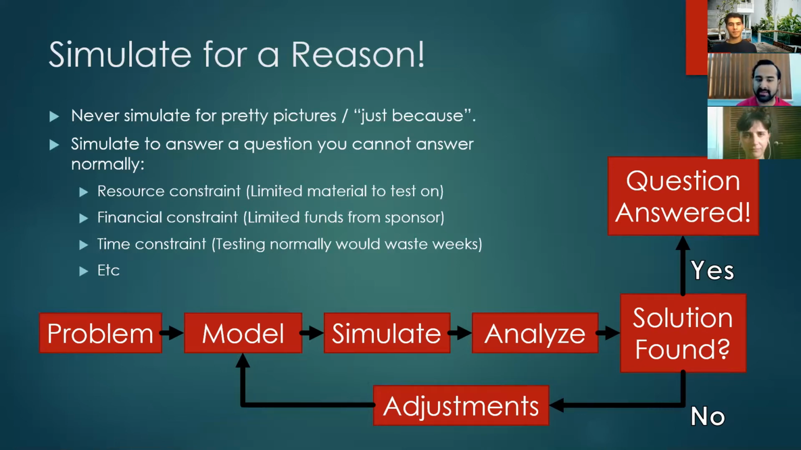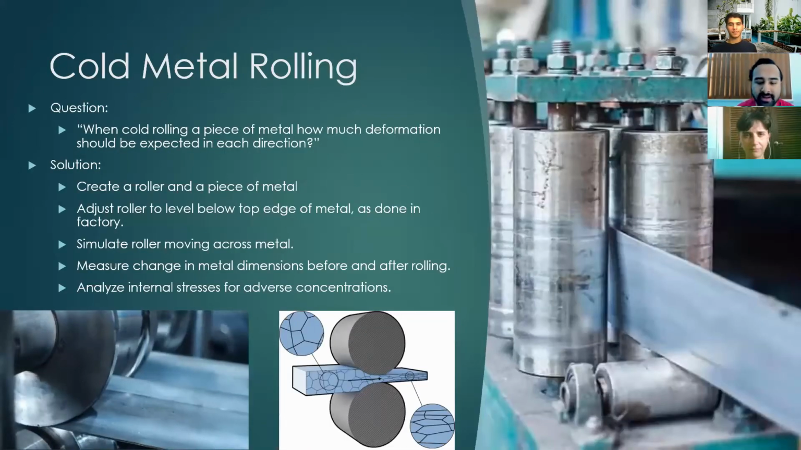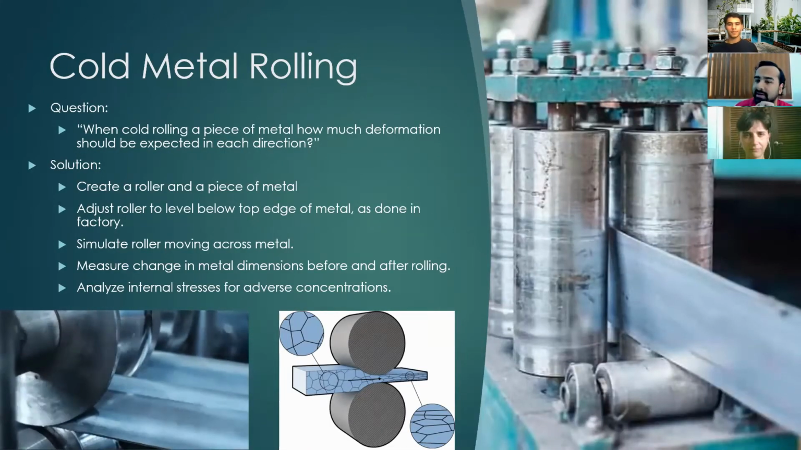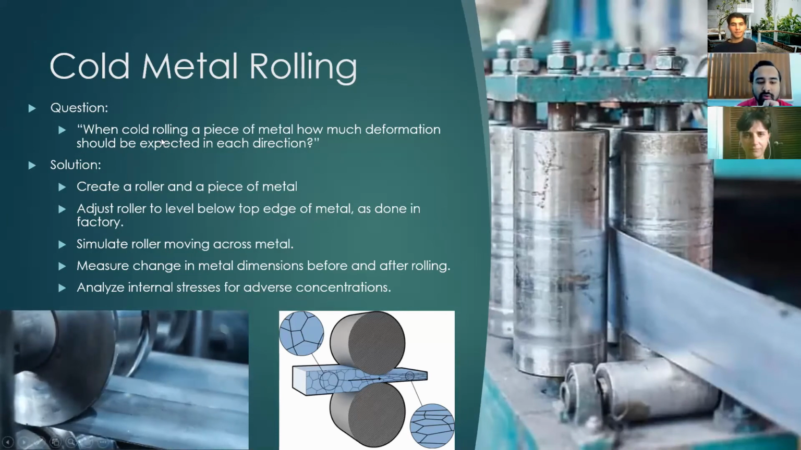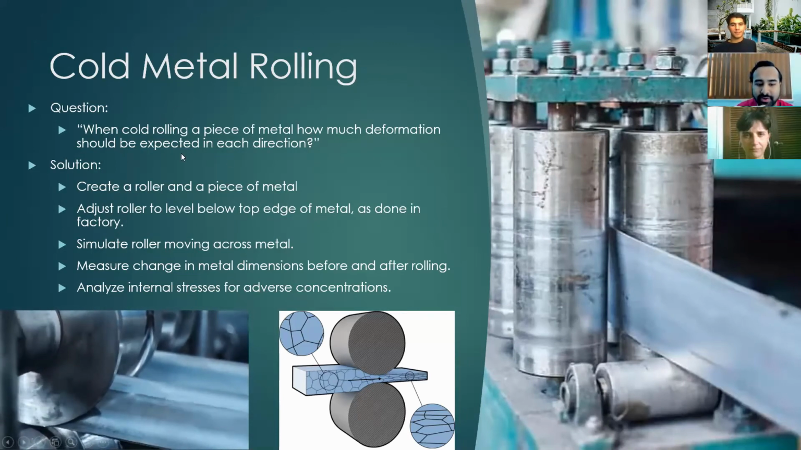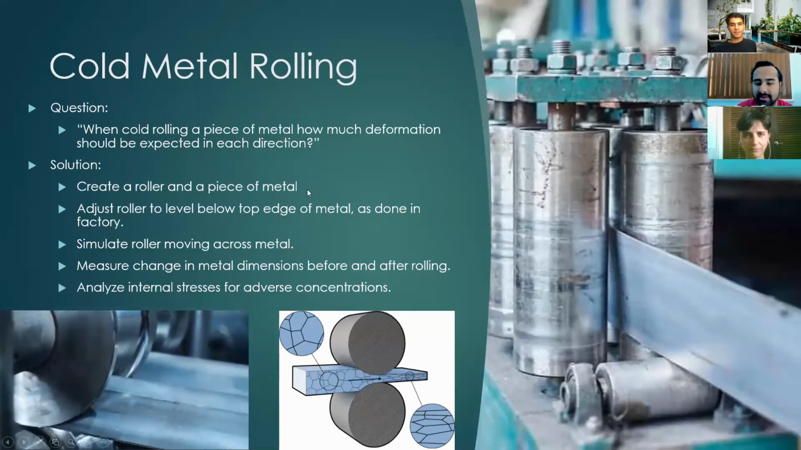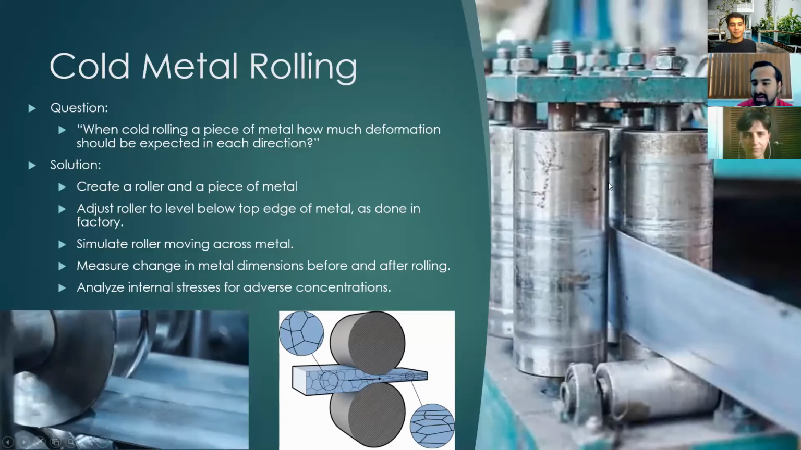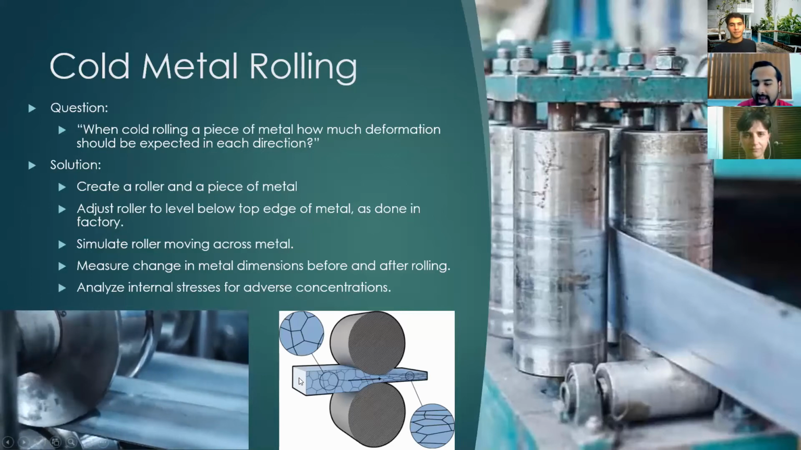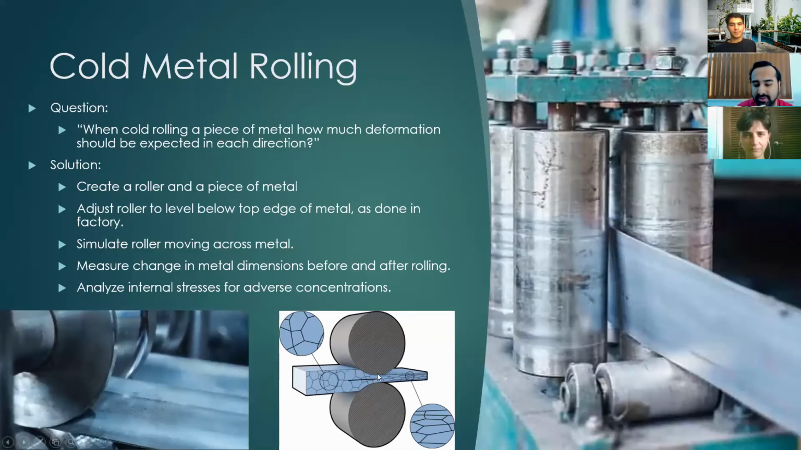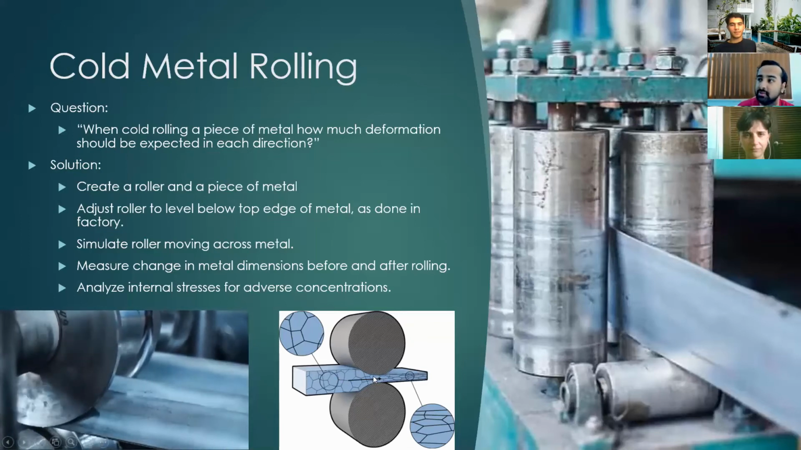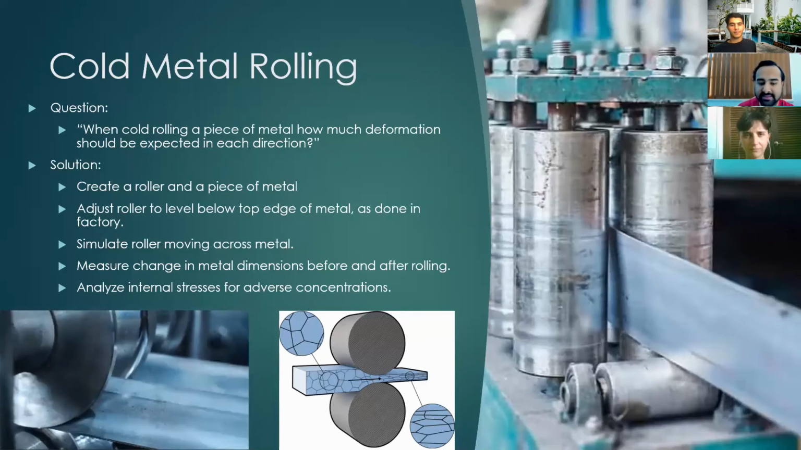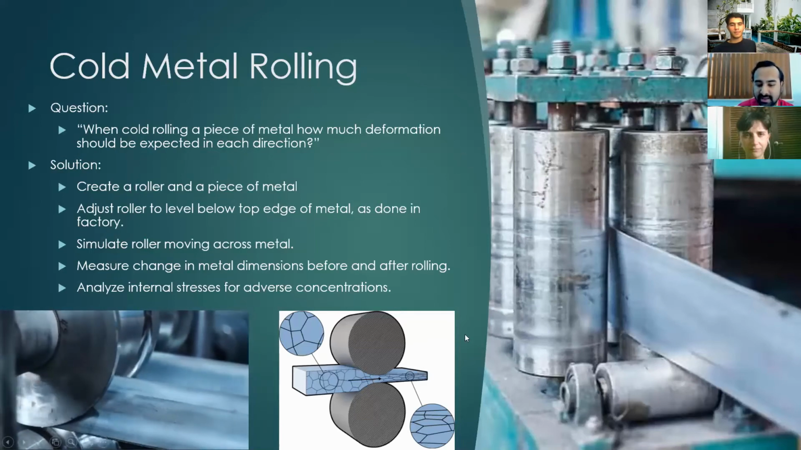So with that being said, what we're gonna do today is go right into a very interesting example of cold metal rolling. So the question for us is, when you cold roll a piece of metal, how much deformation can you expect in each direction? Now, if you don't know about cold rolling, the gist is that you have this piece of metal that you squeeze through these rollers, and by being forced to go through these rollers, it compresses and stretches in the two other directions, and this actually stiffens and hardens the piece of metal you're rolling, as well as makes the object thinner, so you can work on it.